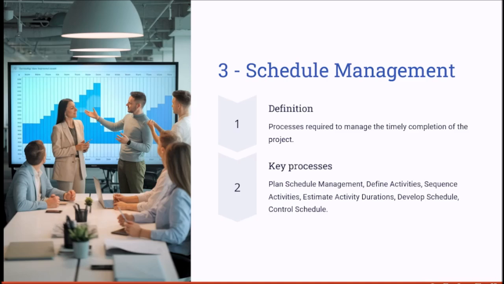After you define the activities, you have to sequence the activities. Sequencing the activities means you need to identify and document the relationships among the project activities. After you finish sequencing the activities, you need to estimate the activity durations, which means estimating the number of work periods needed to complete an individual activity with estimated resources and sometimes costs.